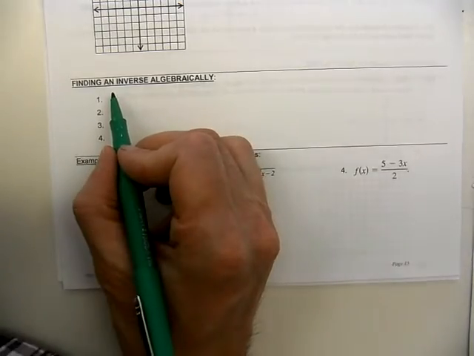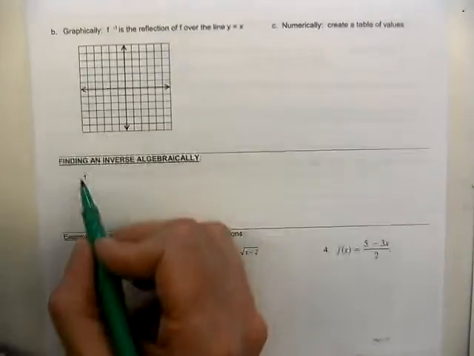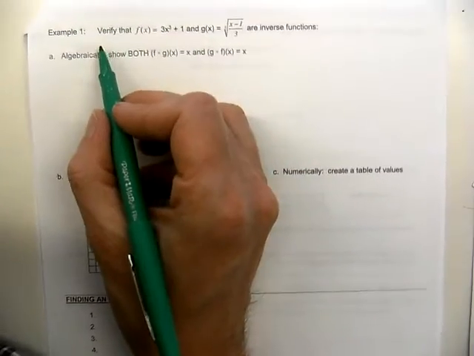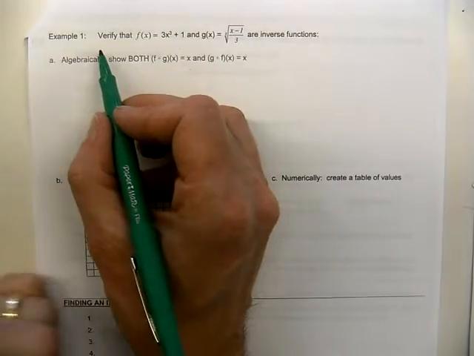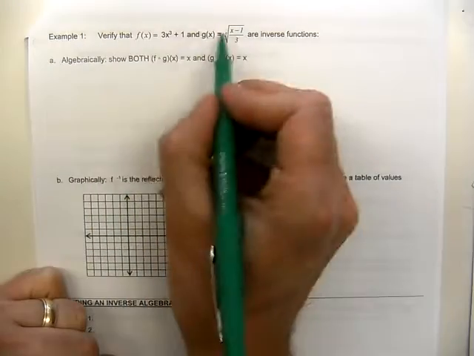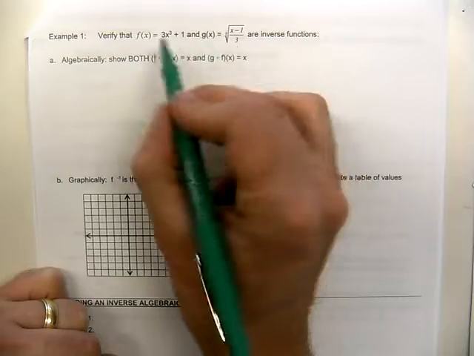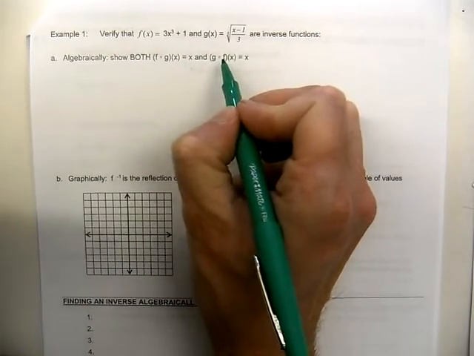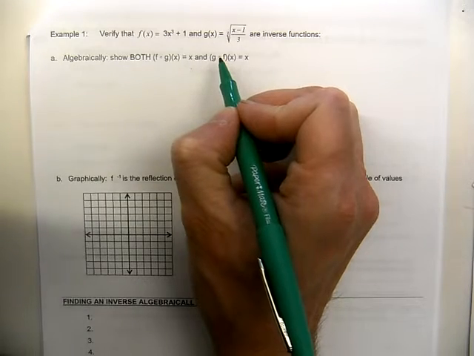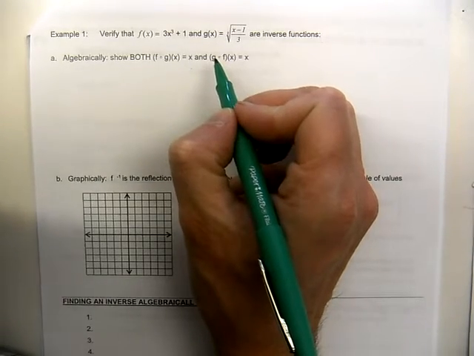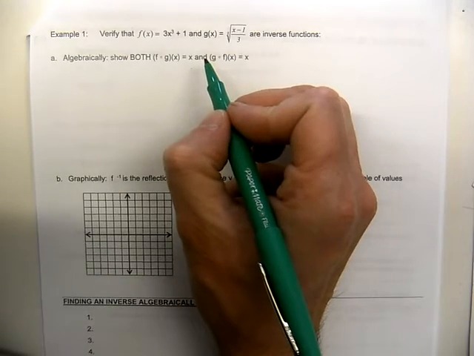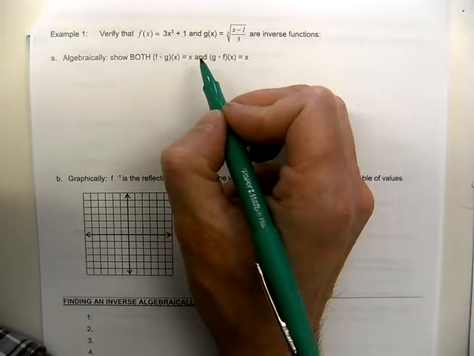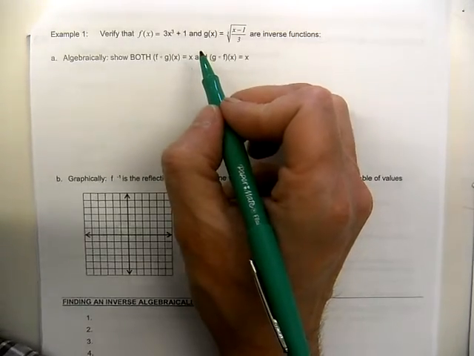Finding means I don't have the inverse and I need to find it. But verifying, like what you see here in example 1, means we already have the two functions and we will show that they are inverses of each other. And we do this by running the composition both ways. So think of it more like a proof, in the sense that you're just going through the technical skills of simplification to show that every pair of opposite operations will in fact cancel out between these two functions.